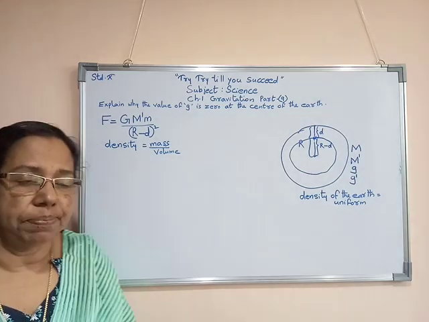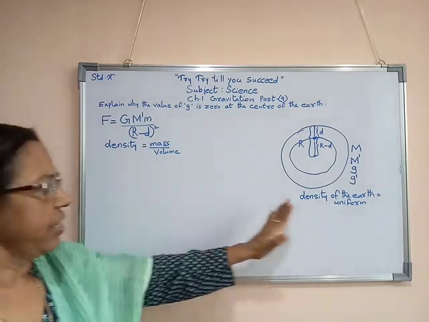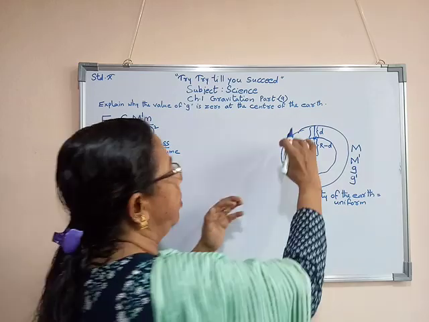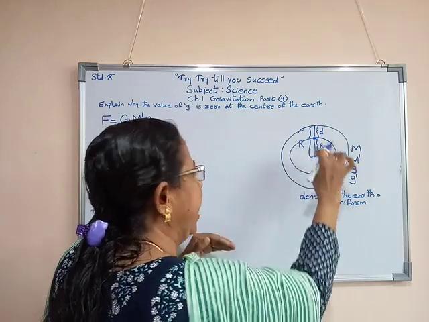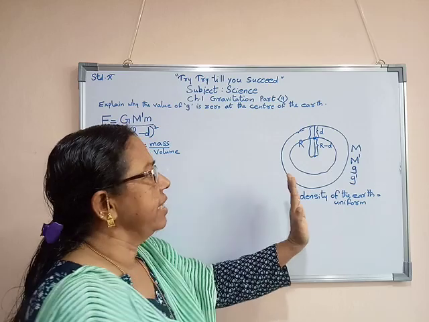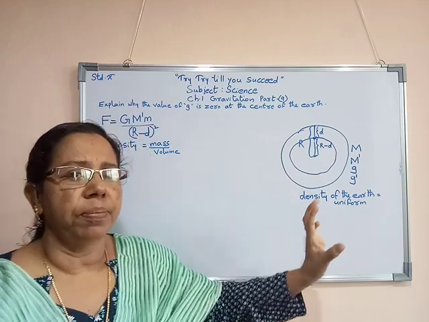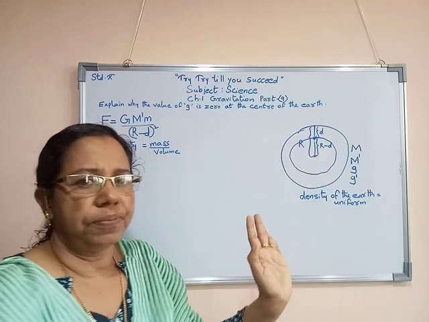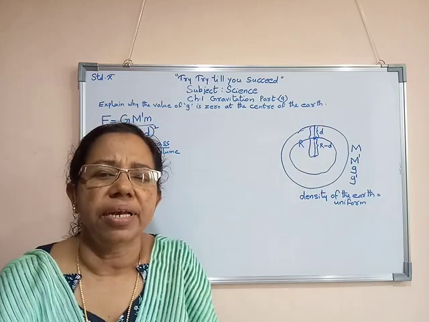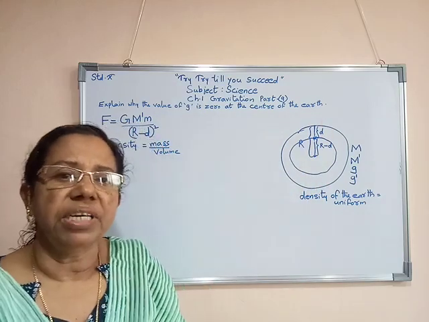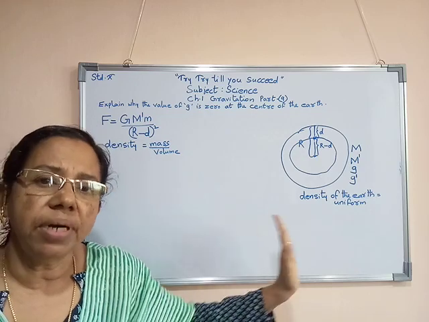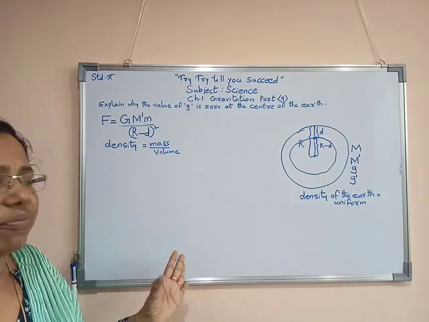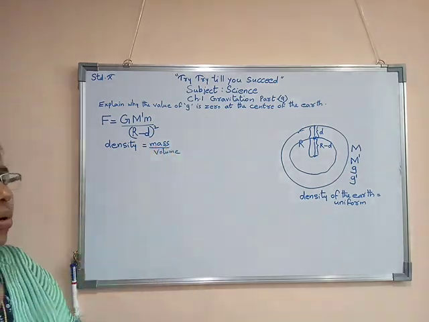Density is mass upon volume. So we can say that the density of the earth has a speciality. Any part, whether this side or that, if we consider any part, the density remains uniform. Why? Because it is a sphere. Earth is like a sphere, like a ball. So any part of the earth will have the same density. For finding density, we already studied the formula, that is mass upon volume.